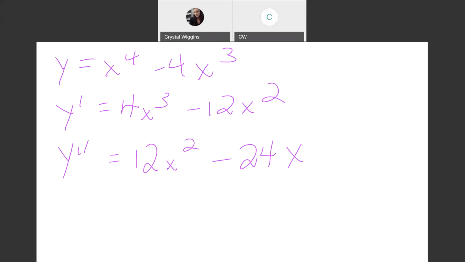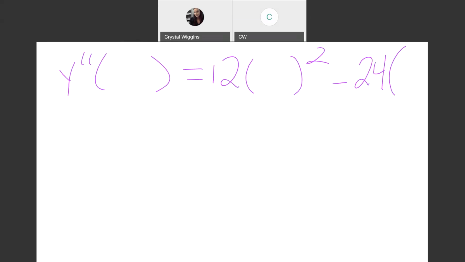So let's do that. So we have the second derivative is equal to 12x squared minus 24x. I'm leaving the parentheses for us to plug in some numbers. And we want to check concavity at these spots. Now, if I plug in the critical values, I should get 0 at the second derivative because those are inflection points. So I need to put my test points in.